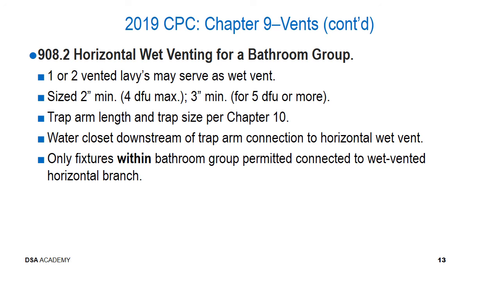The water closet is required to be downstream of the trap arm connection to the horizontal wet vent, and only fixtures within the bathroom group are permitted to be connected to a wet vented horizontal branch.